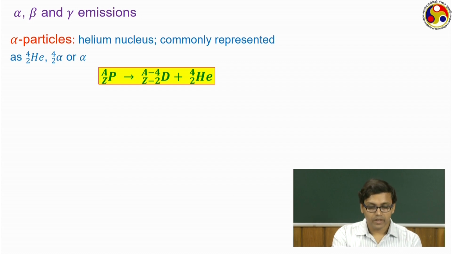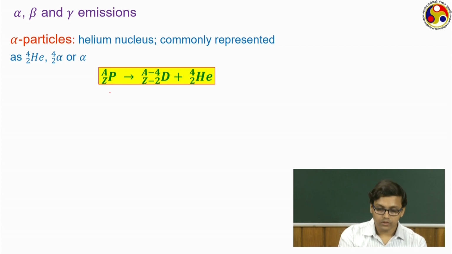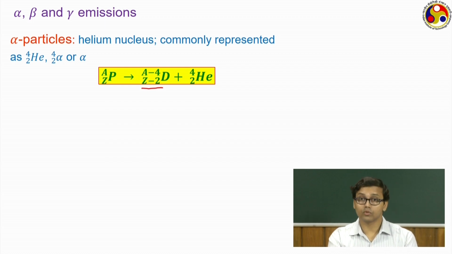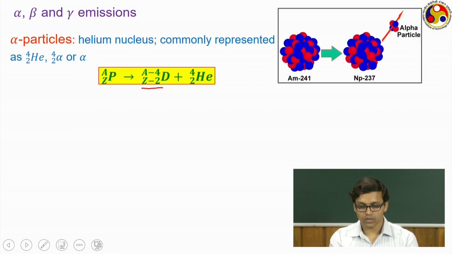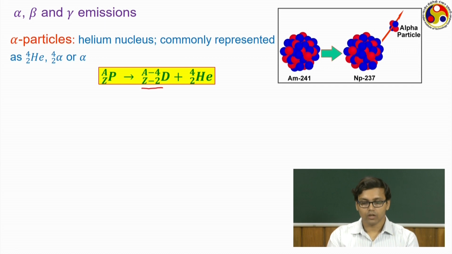Accordingly, if the parent nucleus has an atomic number of Z and mass number of A, the daughter nucleus will have an atomic number of Z minus 2 and a mass number of A minus 4, because 4 nucleons, 2 protons and 2 neutrons, have gone out, plus of course the helium particle or alpha particle that comes out. This is a common example, but I shall be coming back to these examples later on. Here we have a nucleus with mass number 241 converted to a neptunium isotope with mass number 237.